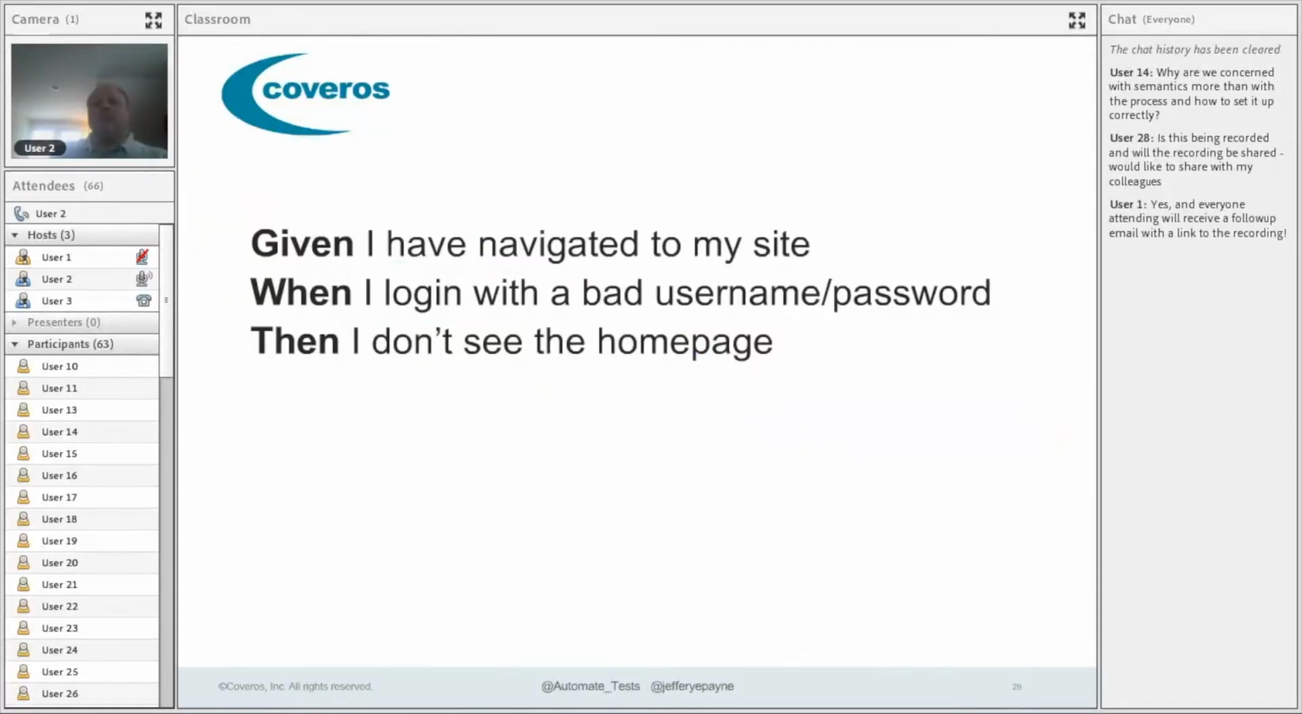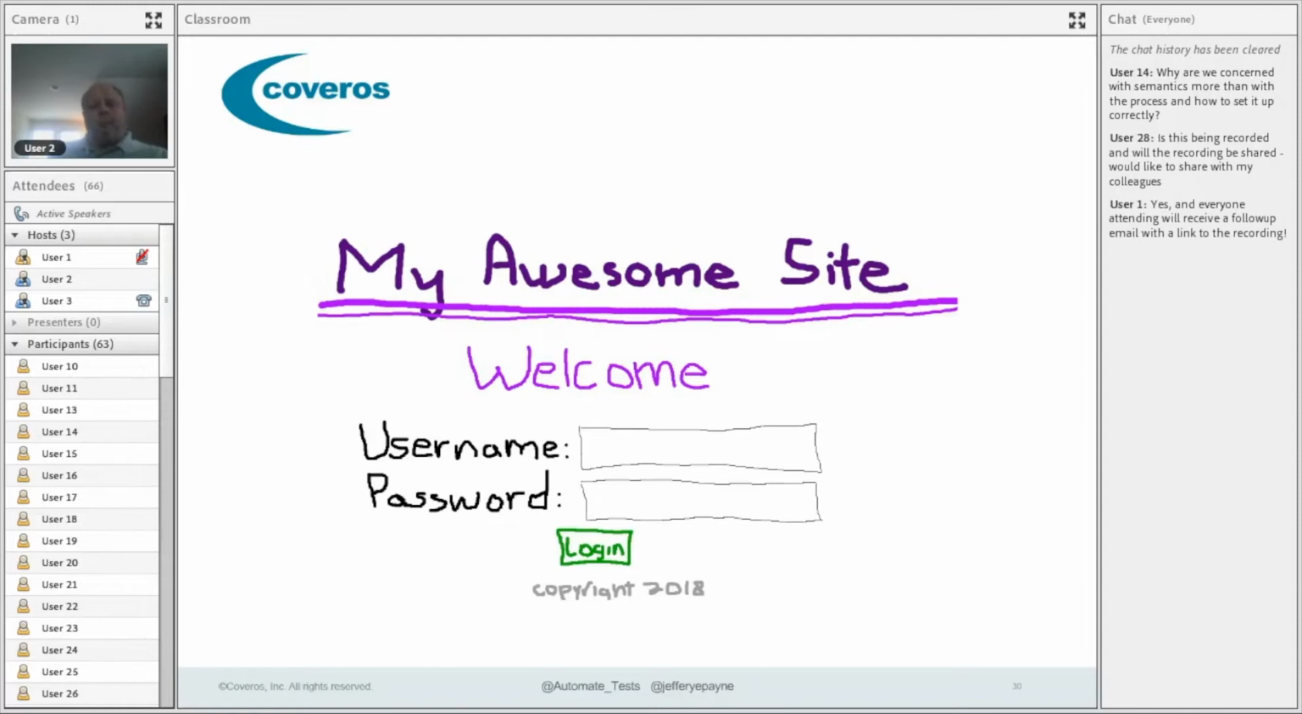So that was a really simplistic example. I do want to go through one more, a little bit more complex one before we hop into our next discussion. So let's try something a little bit more difficult. Given I've navigated to my site, when I log in with a bad username password, then I don't see my home page. So that makes sense. Of course, if I have bad credentials, I shouldn't be able to log in.